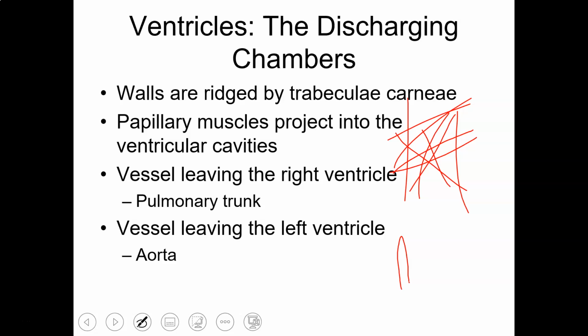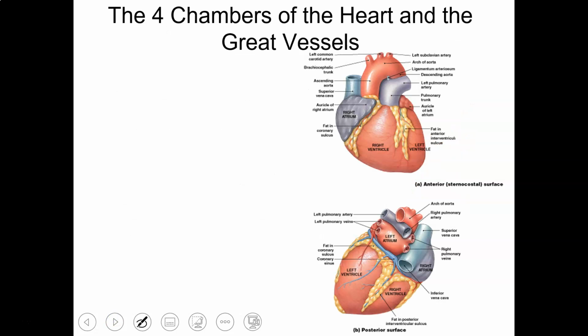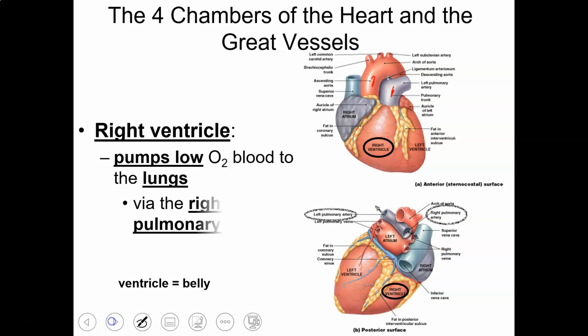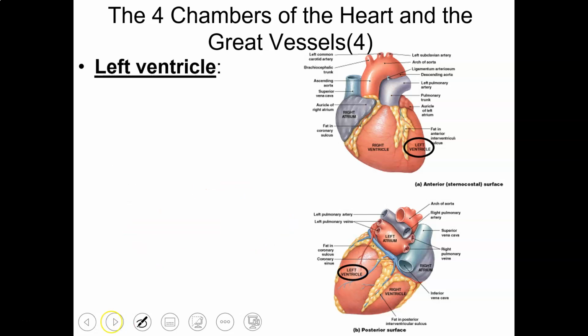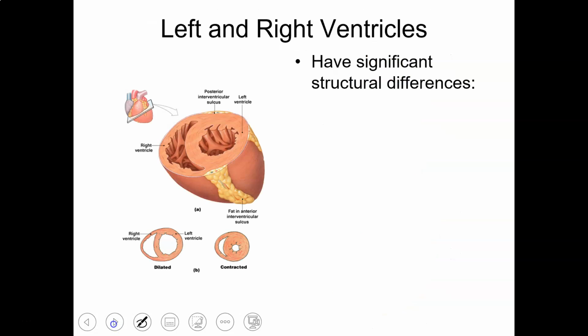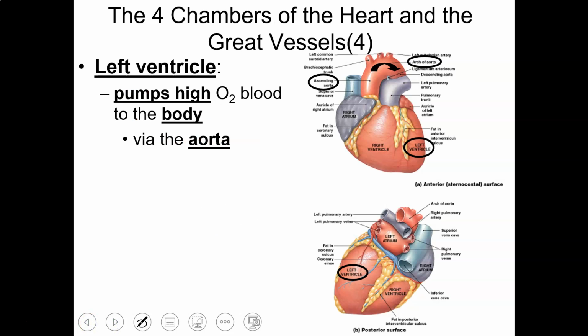Off the right ventricle, we've got the pulmonary trunk, and off the left ventricle, we've got the aorta. Pulmonary trunk right there. The right ventricle pumps low oxygen blood out to the lungs through the pulmonary arteries. The left ventricle pumps high oxygen blood out to the body through the aorta.